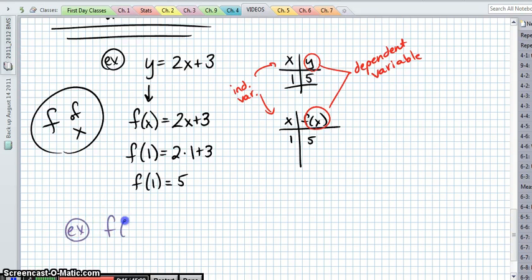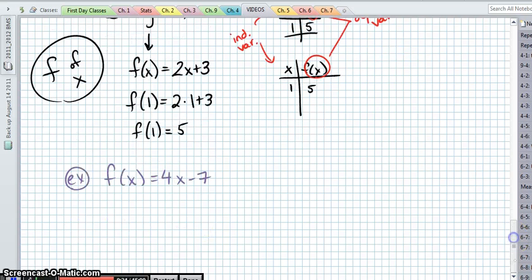I might give you f of x equaling 4x minus 7. So there's my linear equation, and I would like to know what f of 5 happens to equal. So what does f of 5 equal? Well, it means I have to substitute a 5 in for x. 4 times 5 is 20, 20 minus 7 is 13, so f of 5 equals 13.